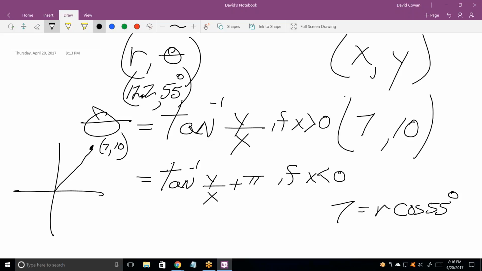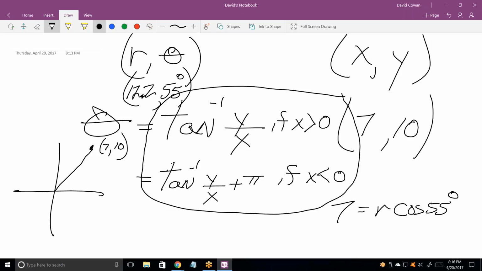Okay, now let's talk about this rule on figuring out theta. It's a strange rule. It's rare that you see a rule like this. It's not dependent on what y over x is. It's dependent only on what x is. If x is greater than 0, then you get this, the inverse tan of y over x. But if x is negative, it's the inverse tan of y over x plus pi, and that's regardless of what y is.